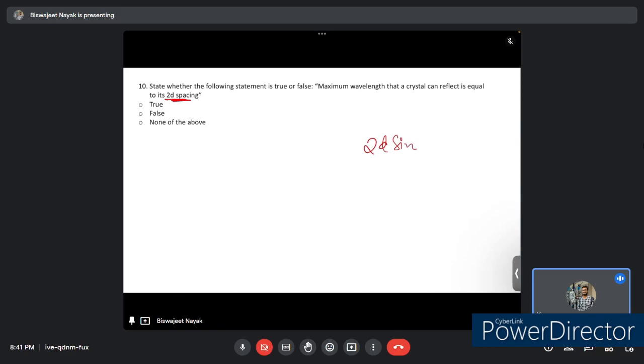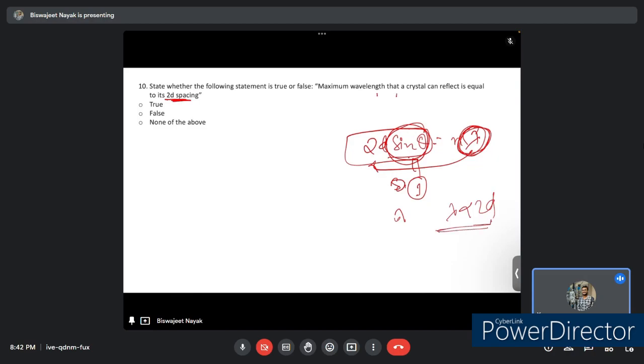A maximum wavelength that a crystal can reflect is equal to its 2D spacing. That's true, because from Bragg's law we can say 2D sin theta equals n lambda. So for lambda to be maximum, it takes the maximum value of sin theta, and that is 1. So the lambda value becomes 2D. So the maximum wavelength that a crystal can reflect is basically 2D. It's true.